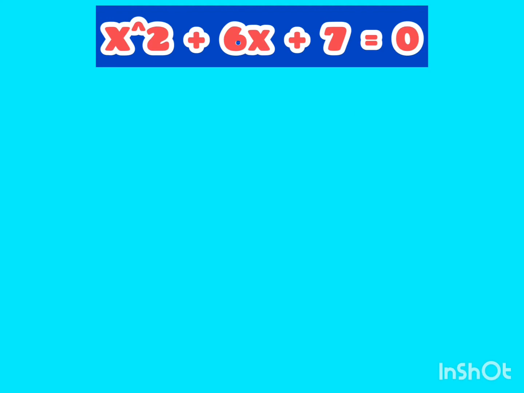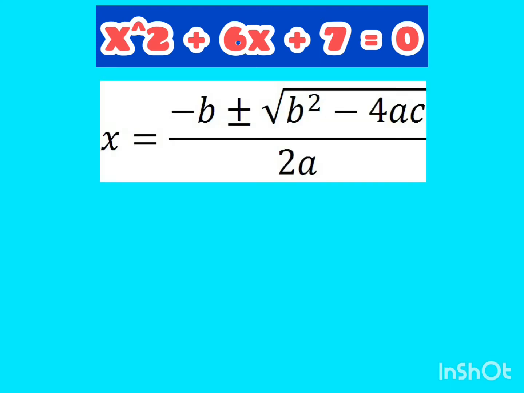The second step is to identify and understand the formula. The formula is x = (-b ± the square root of b² - 4 times a times c), all of that divided by 2 times a.